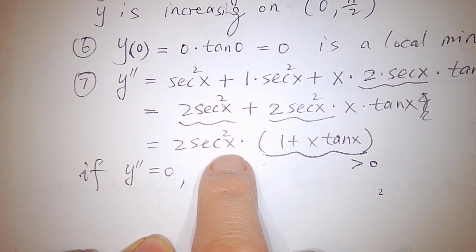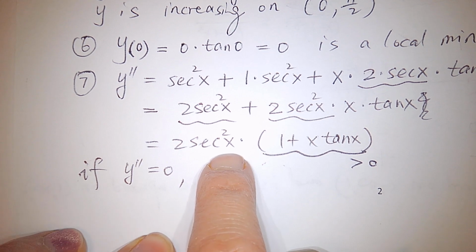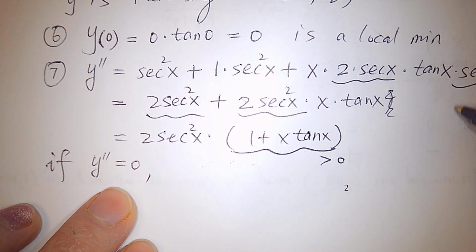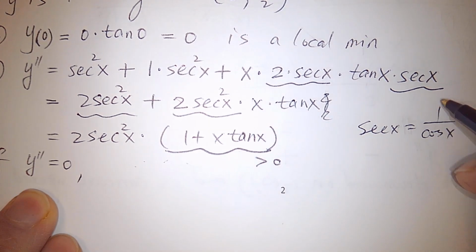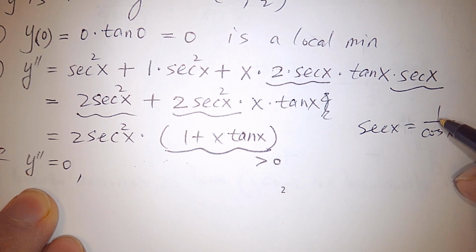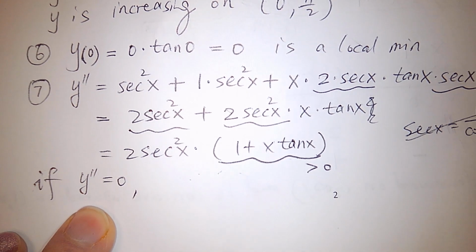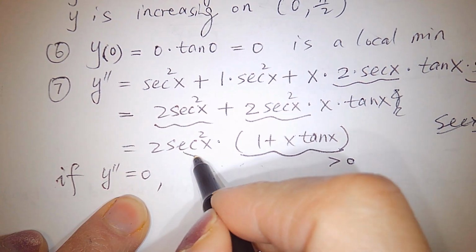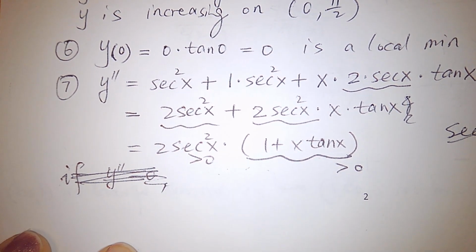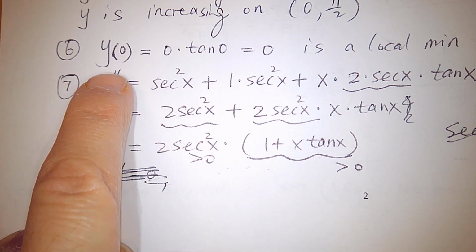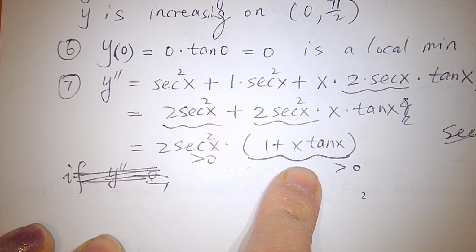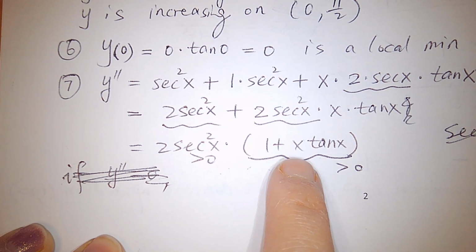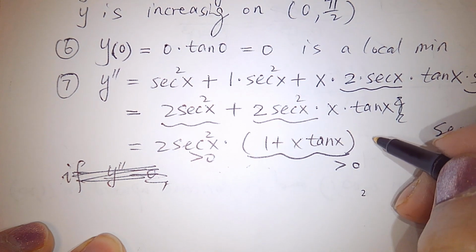And the secant of x squared is always what? Greater than or equal to 0, right? So will secant x equal 0? Secant of x equals 1 over cosine, right? So it will not be 0, because the numerator is a 1. So that means secant of x squared is also positive. So there will be no case for us to let y prime prime equal 0, because y prime prime is always positive, no matter whether x is greater than 0 or less than 0.